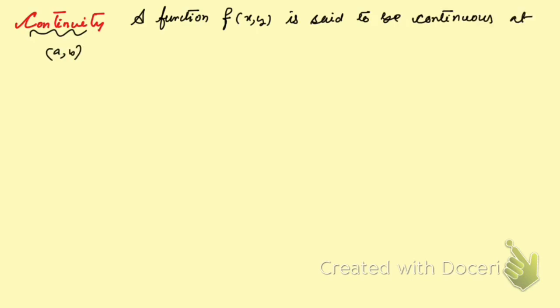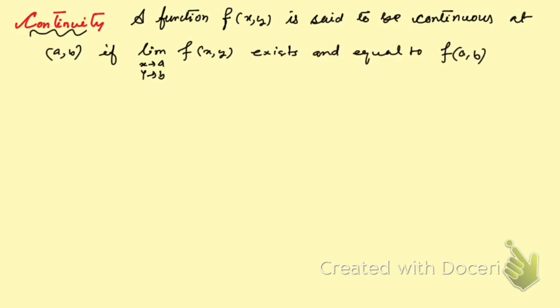Now you see, a function f of x and y is said to be continuous at a point (a, b) if this limit exists and it is equal to f of x and y at x equal to a and y equal to b. That means if you put a here and b here, whatever the value of the function you get must be equal to this limit, right? I hope you have understood. If not, let me give you an example, so it will give you a clearer view.